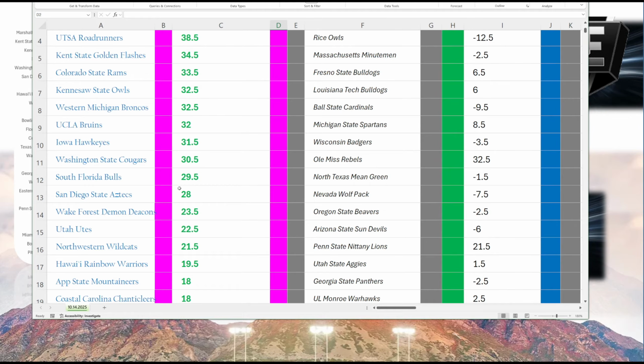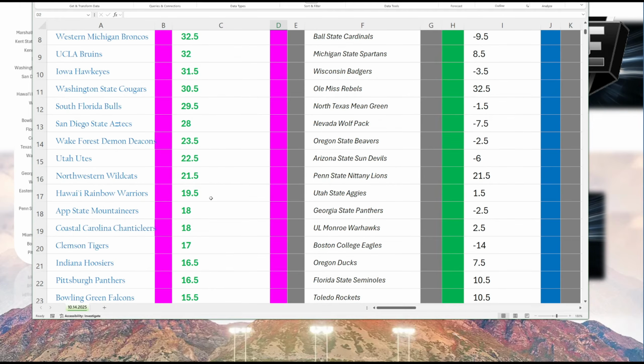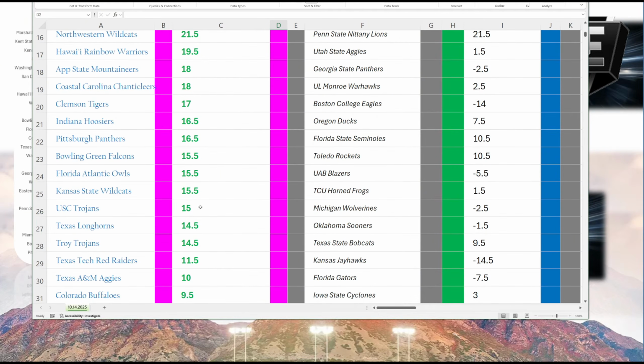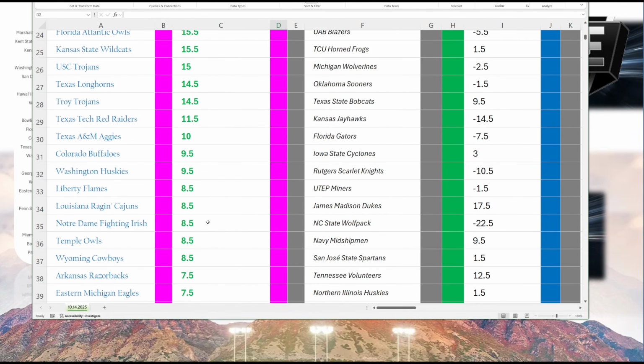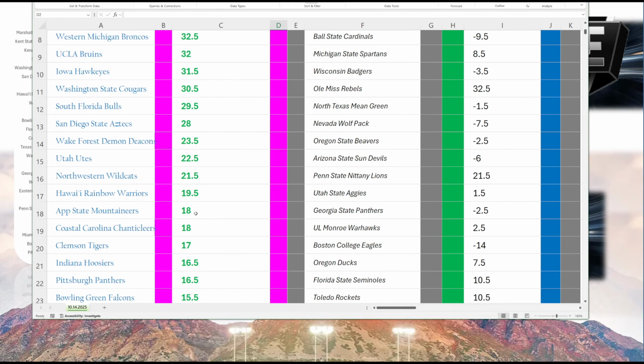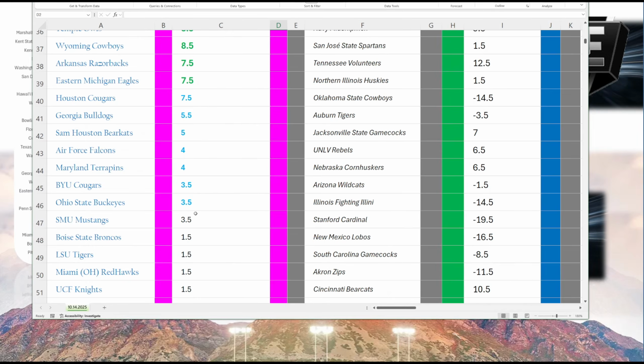4 touchdowns here: San Diego State, they cover the point spread, and South Florida, they cover the point spread by 4 touchdowns. Northwestern beat Penn State and covered the point spread by 3 touchdowns. Texas and Troy covered USC. They covered by 2 touchdowns. So these are pretty large discrepancies. I would say anything above 7 is significant, but definitely if you're above 10, that's a significant deviance from the Vegas point spread.